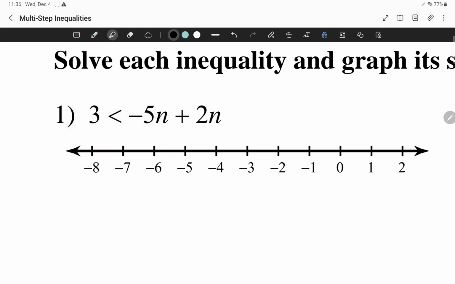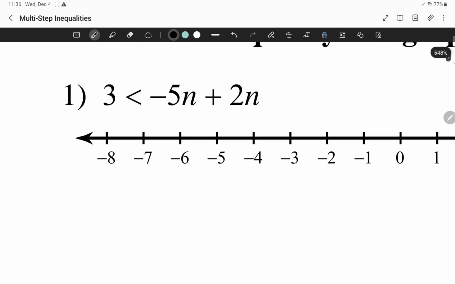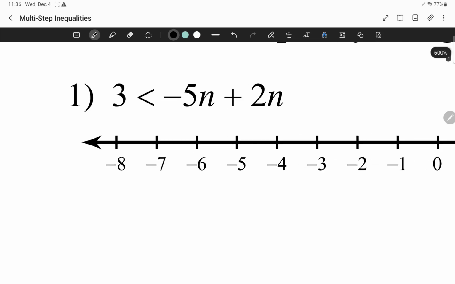Okay, let's go ahead and start working this problem out, because I don't want this video to be like 20 minutes long. So let's go ahead and look at this. We have this problem right here. It's going to say 3 is less than negative 5n plus 2n. So what are we going to do?